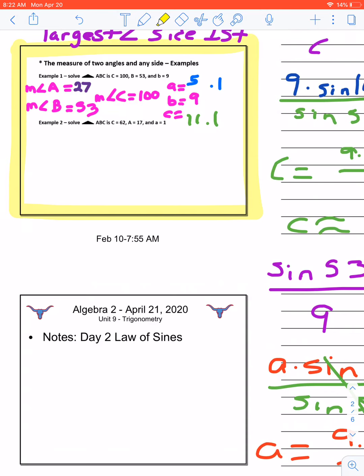And if I go back up here, I have solved for my entire triangle. Okay? Example 2 is the exact same way. What I suggest you do is that you try example 2.